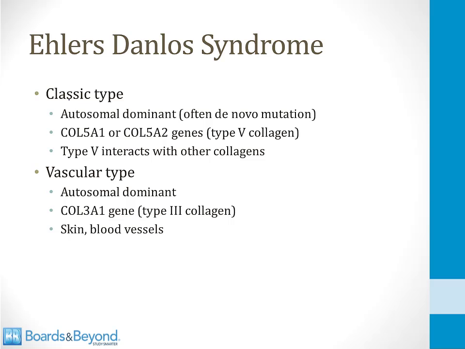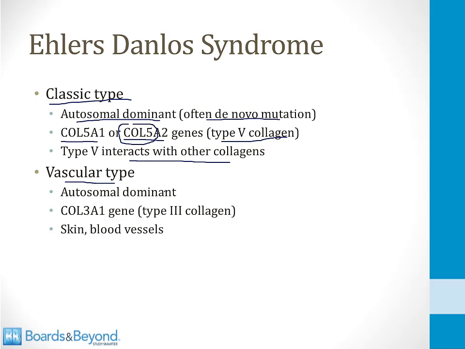The two we're going to talk about in this video are the classic type and the vascular type. The classic type is often inherited in an autosomal dominant fashion, although it's often a de novo mutation, meaning that a parent may not have the condition when a child develops this. However, that child can pass it on to his or her offspring in an autosomal dominant fashion. This type is caused by defects in the COL5A1 or COL5A2 genes, which code for type 5 collagen. And remember, COL5 tells you which type of collagen the gene codes for. And type 5 collagen we haven't talked about before, but it interacts with other collagens.